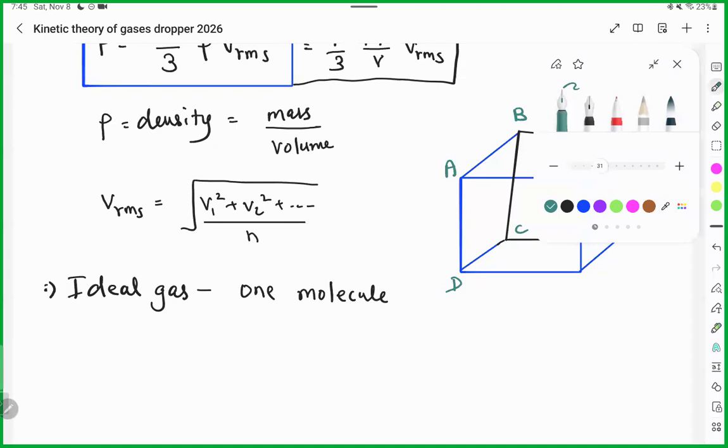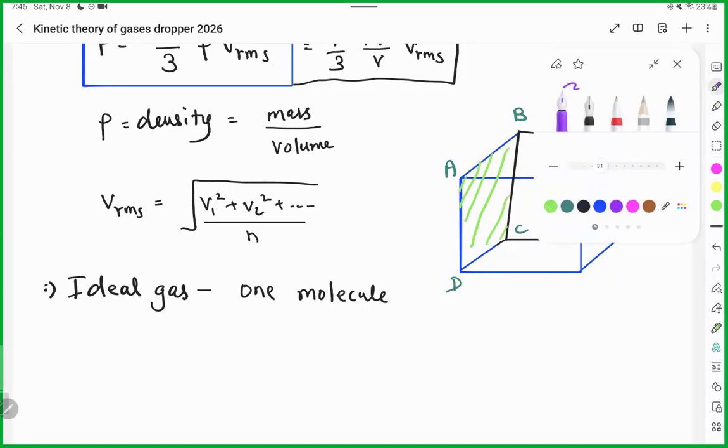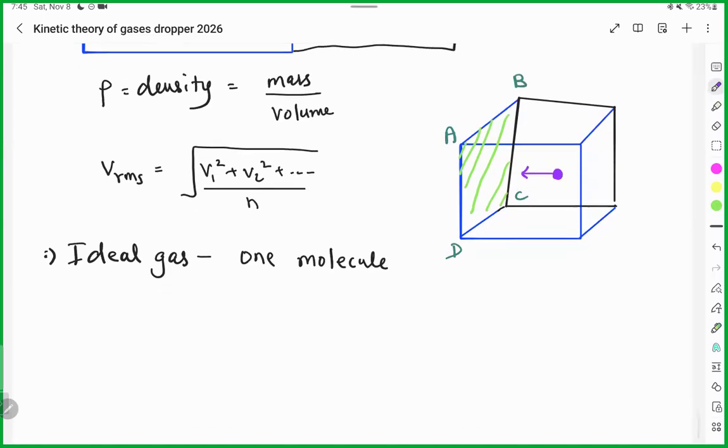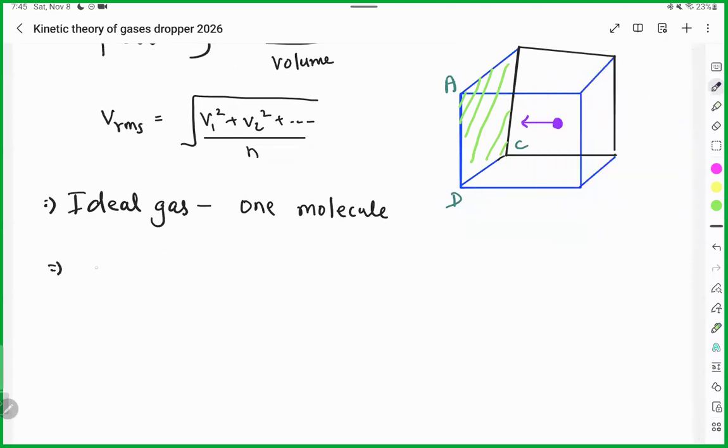And this is the portion of the wall. We have one gas particle. This is one gas molecule. Okay. This gas molecule is moving toward the ABCD face, because how many faces are there in a cube? Sania, how many number of faces do we have in a cube? 6 faces. Yes sir.